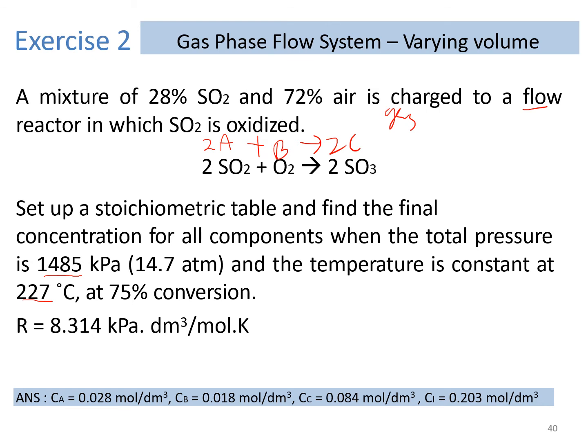Okay, so the first thing you have to do is to set up a stoichiometric table. So we have 2SO2 plus O2 equals 2SO3. So you can write as 2A plus B is equal to 2C. I don't know what happened to my voice today. Okay, and then A plus half B is equal to C. Okay, so construct the stoichiometric table.